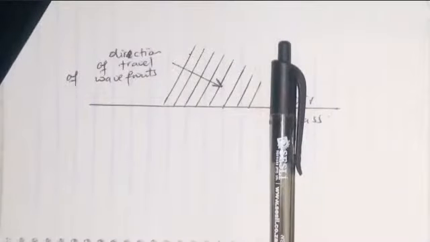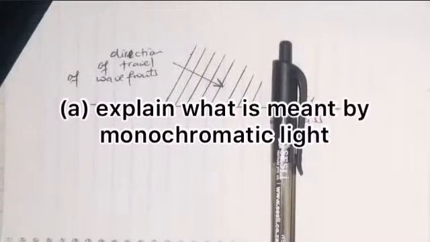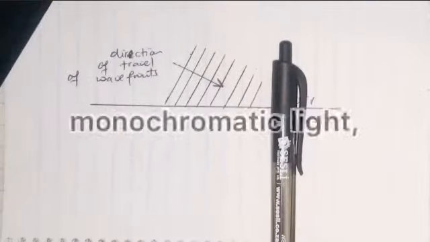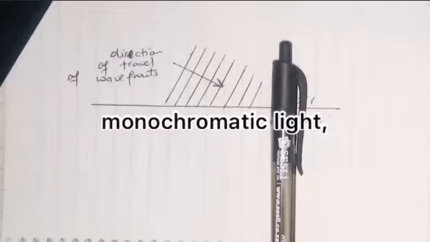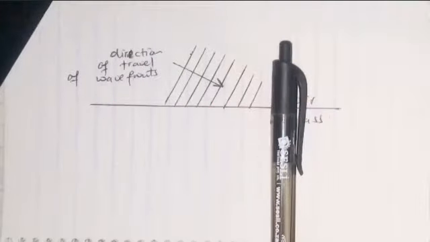This is question number 7 of November 2018, paper 4-1. It says that a laser produces a beam of monochromatic light. State what is meant by monochromatic light. Monochromatic light is a light that has got a single wavelength. If a light has got a single wavelength, then it's monochromatic light.